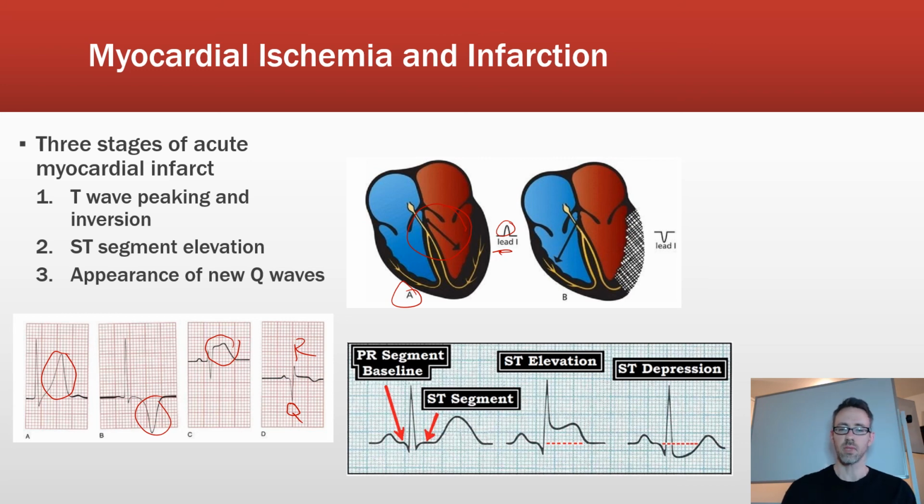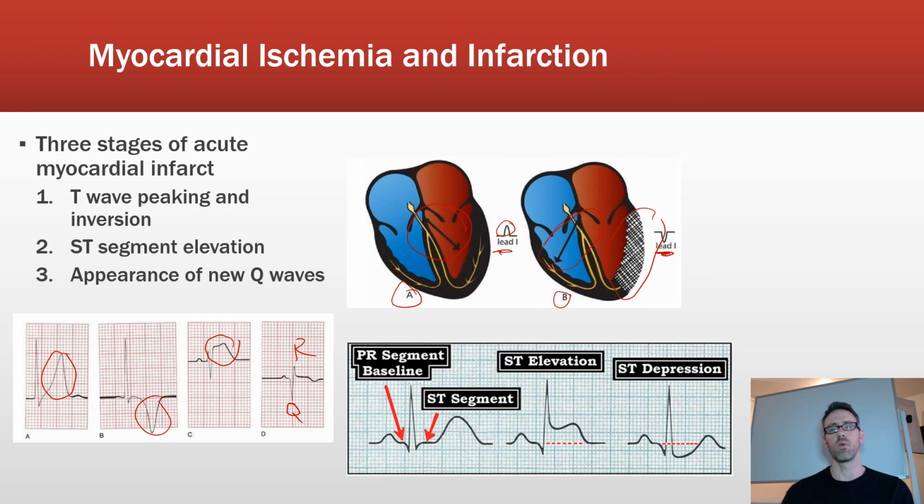However, in B, this is indicating infarcted tissue. So this is dead tissue in the left ventricular wall, and you'll notice it's the full thickness of the left ventricle there. And what you notice is, again, we're looking at lead 1. You'll notice that the mean electrical force is actually moving away from lead 1 now instead of towards it like it normally should.